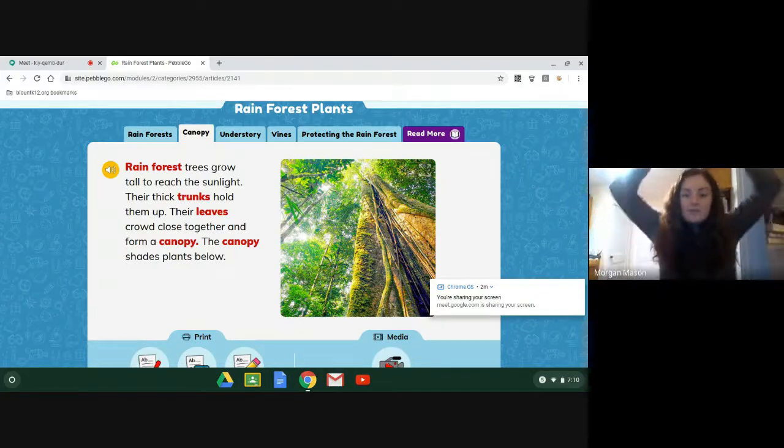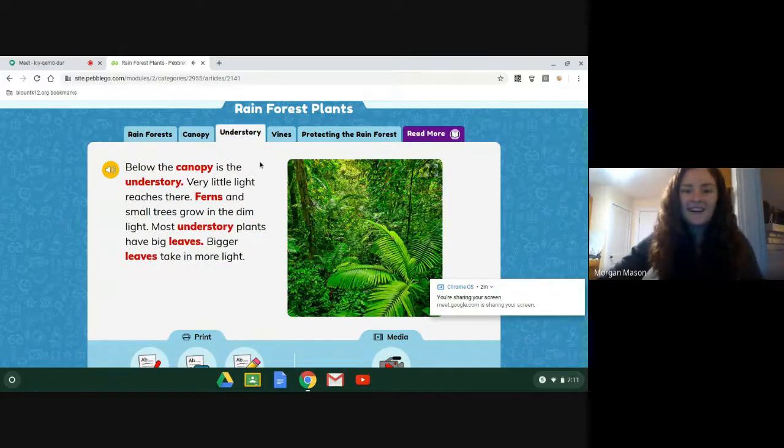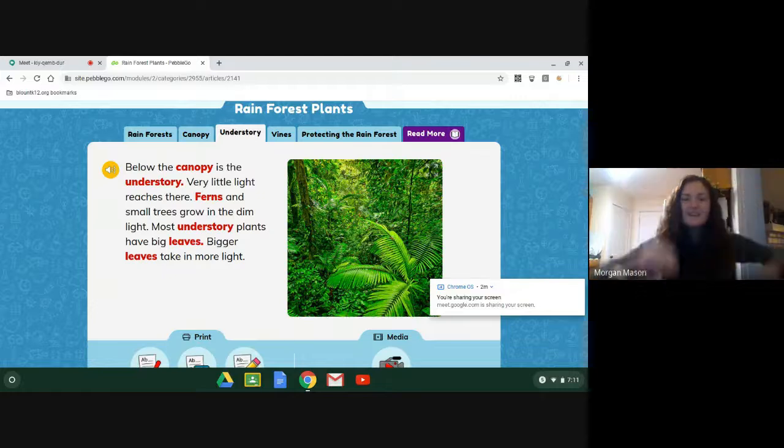They have this adaptation where the leaves grow close together to form a tent to protect the plants below those tall trees. Understory. All right, this was very unique. I did not know what this meant. So it says below the canopy, so below that tent of leaves from the trees, is the understory. So this is the understory.